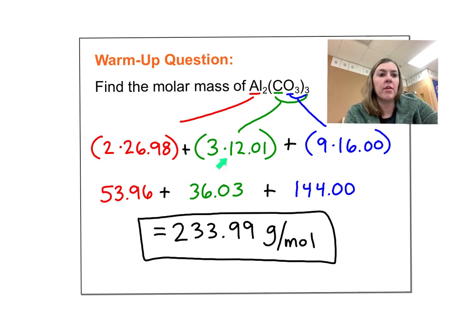Once I get the red, the green, the blue, I add those pieces together and get my grand total for molar mass, or what this formula weighs, as 233.99, and that's gram per mole, g/mol. So like gram divided by mole is one way to think of it.